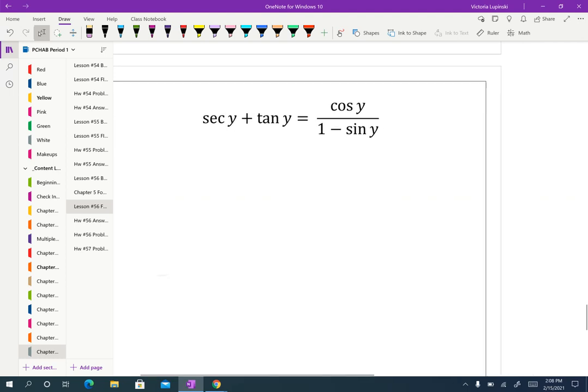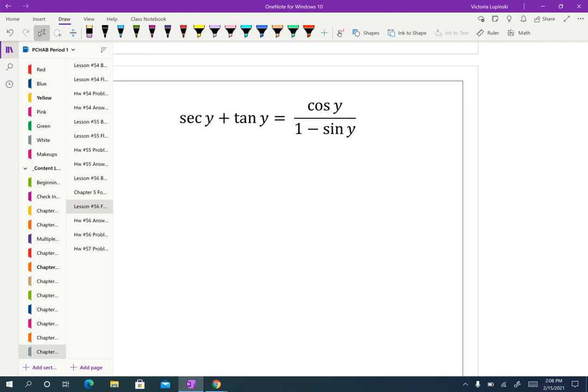So over here on the right-hand side, you have the cosine over 1 minus sine, and then on the left, you have the secant plus the tangent. Again, I know that I told you that generally speaking, it was easier to do addition and subtraction as opposed to multiplication and division. So there are exceptions to that rule. And because I know what this proof is supposed to look like, we're going to go right side.